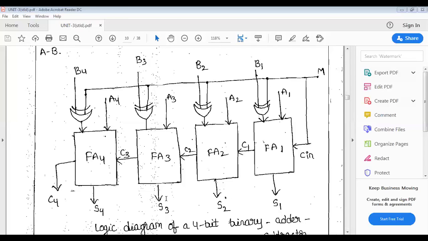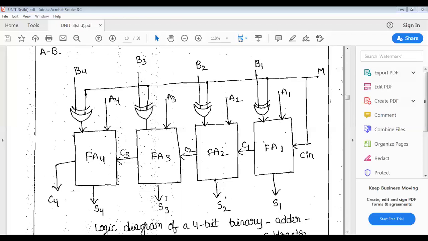That C3 is connected to the next full adder, the full adder 4. The full adder 4 also takes the MSB bits, A4 and B4. And here also B4 is connected to the exclusive OR gate as one input, and another input is M is equal to 0. So B4 and M equal to 0, it performs the exclusive OR operation, then it gives B4. So the full adder 4 performs the addition operation by taking A4, B4 and C3, and generates S4 and C4.